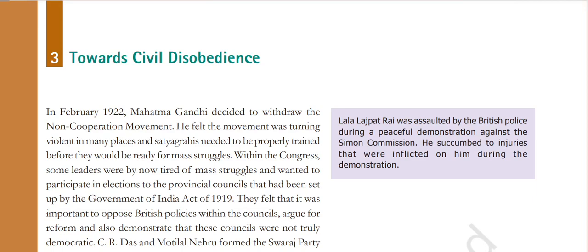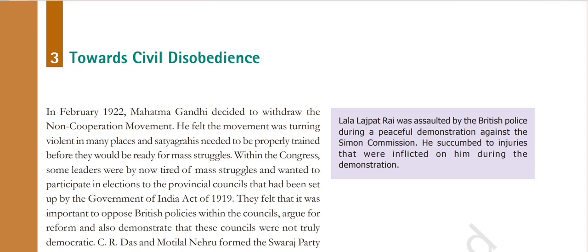Hey guys, today we are going to read Class 10th History Chapter 2, Nationalism in India, Part 2: Towards Civil Disobedience. In February 1922, Mahatma Gandhi decided to withdraw the Non-Cooperation Movement. He felt the movement was turning violent in many places and satyagrahis needed to be properly trained before they could be ready for mass struggles.